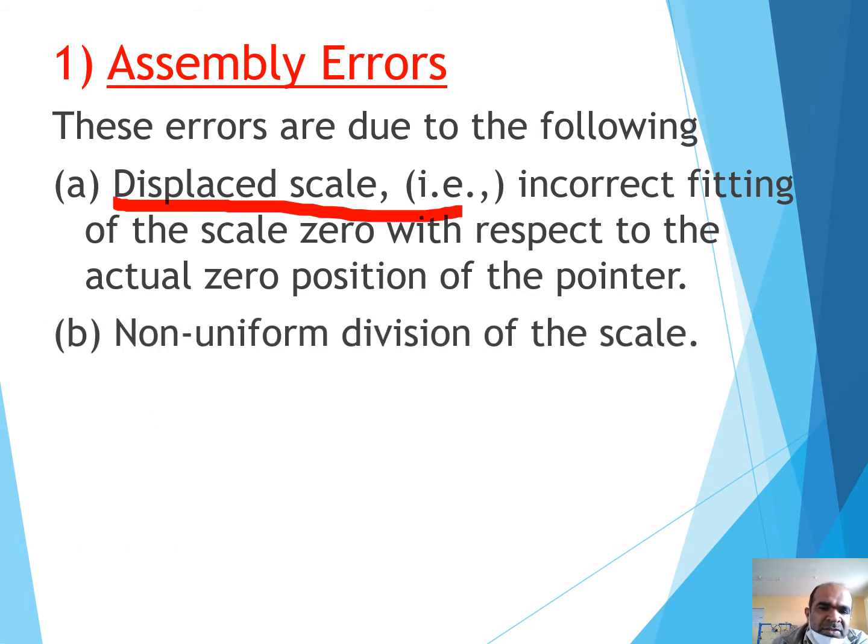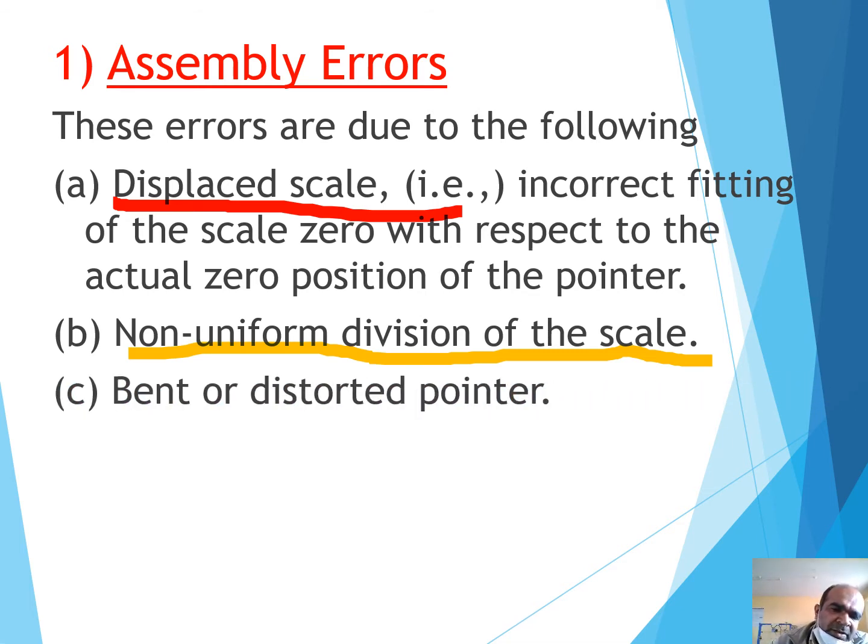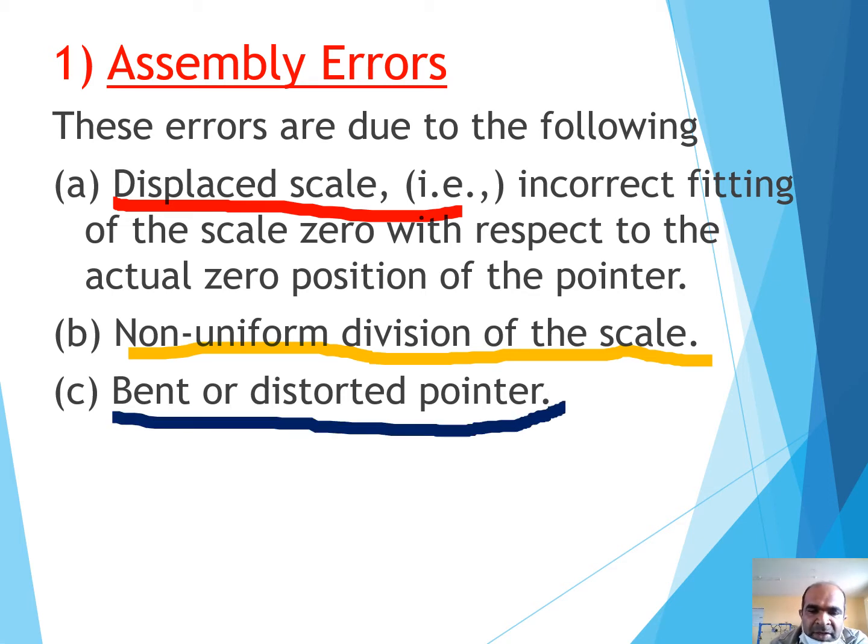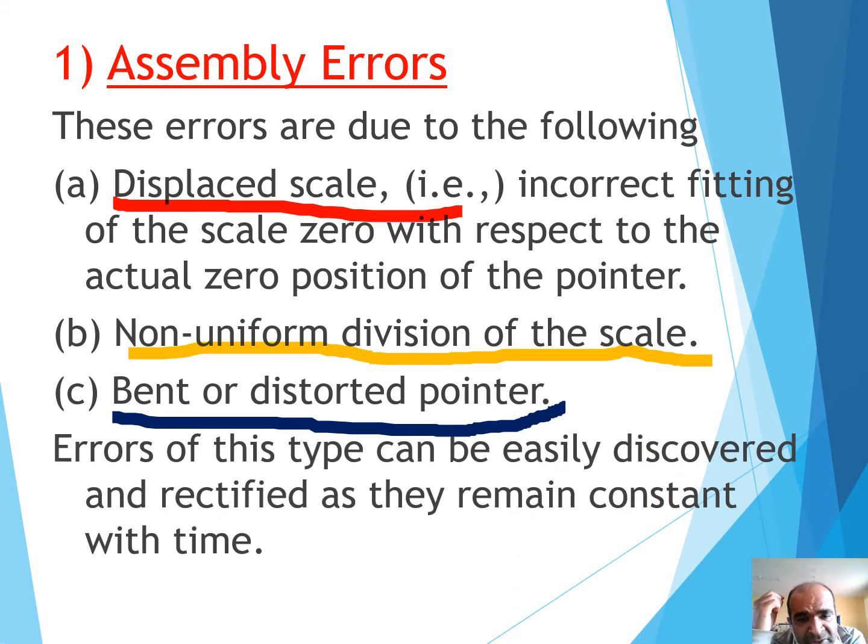The second one is called non-uniform division of the scale. If the divisions are not uniform, then it is called non-uniform division of the scale. The third one is bent or distorted pointer. If the pointer itself is bent or distorted, then we call it a bent or distorted pointer error. The errors of this type can be easily discovered and rectified as they remain constant with respect to time. So these errors remain constant with time, and you can rectify them.